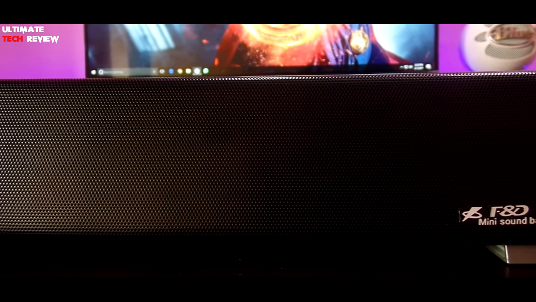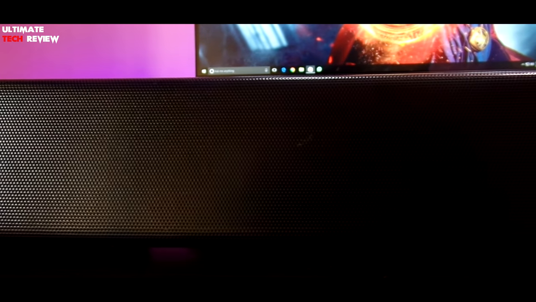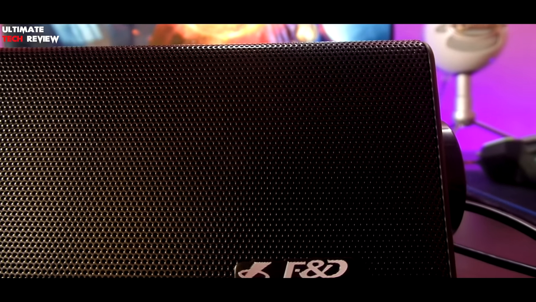Overall in my opinion this soundbar has a good amount of bass and sounds very decent, which is worth its price. So if you are looking to buy a good pair of speakers without spending a lot of money, you should definitely go for this.